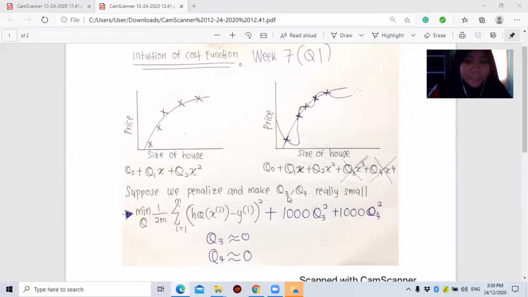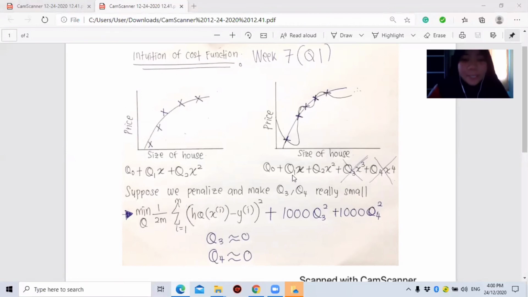Suppose we penalize and make theta 3 and theta 4 really small. This is our oscillation problem. We must minimize our squared error cost function. Next, take this objective and modify it and add this. Choose 1000 as some huge number. Then we minimize the function, and when we minimize, we get the new function. We are going to end up with theta 3 close to 0 and theta 4 close to 0.